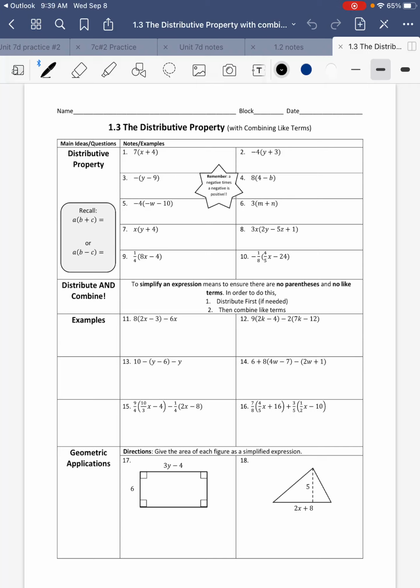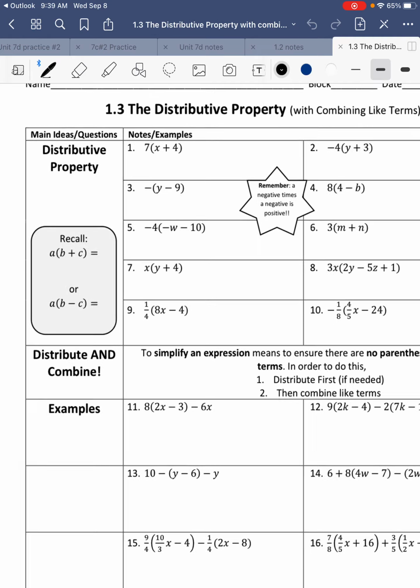All right, we are doing 1.3 notes, the distributive property with combining like terms. So this is all about distributing a number, so that's with multiplying outside of a parenthesis. And then after you distribute, we're going to have to look at, are there any like terms that we can put together? So let's start this off.